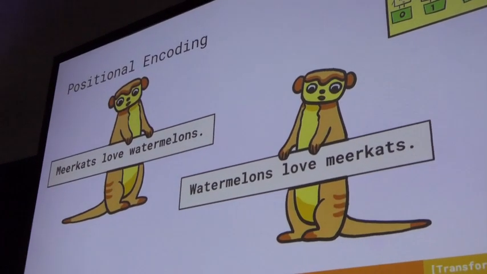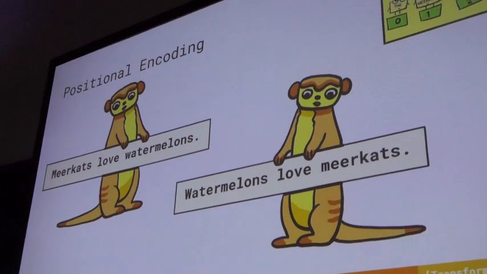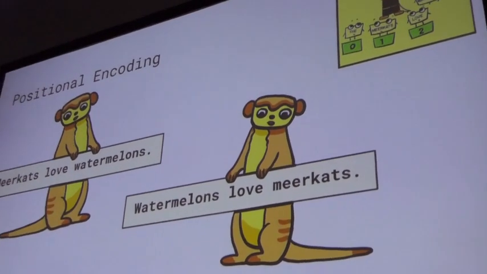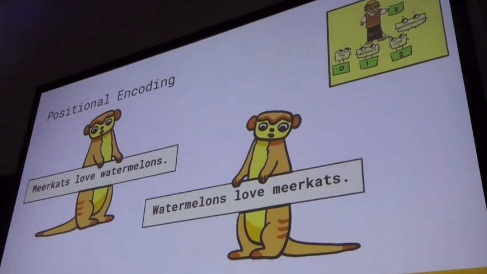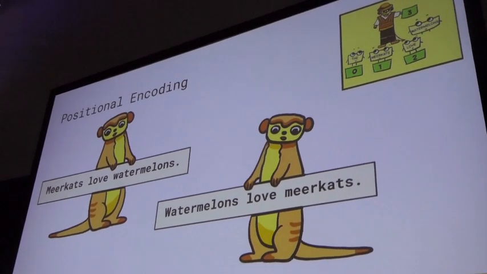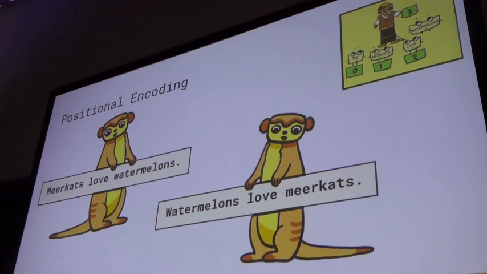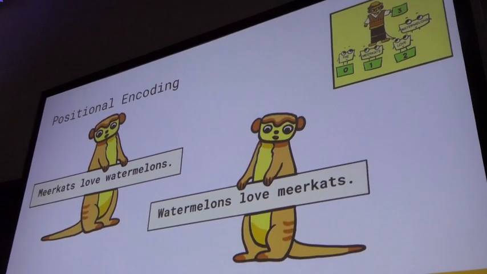The position of words is crucial since the 2 sentences here, "meerkats love watermelons" and "watermelons love meerkats," have the same set of words but very different meanings. Therefore, we need to encode each embedding vector's position to have a clear idea of where they are located in the original sequence. And the encoding can be either absolute or relative.